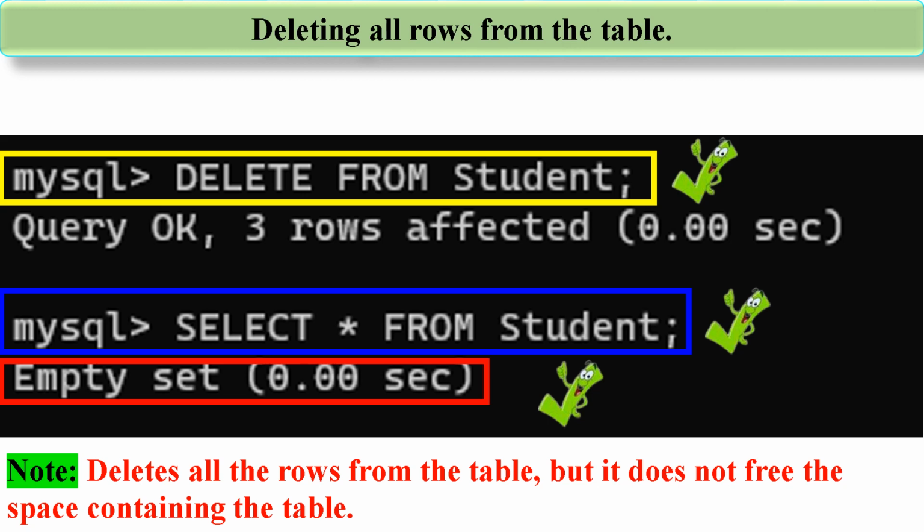To delete all the rows from the student table, look at the yellow box. We type the statement, delete from student semicolon. Now, look at the blue box. We type the statement, select star from student semicolon. Now, what can you see? Yes, we can see empty set. Note that all records in the table student are deleted, but it does not free the space containing the table.